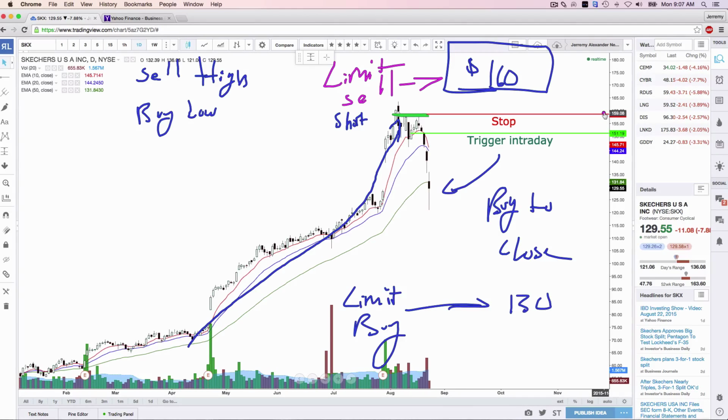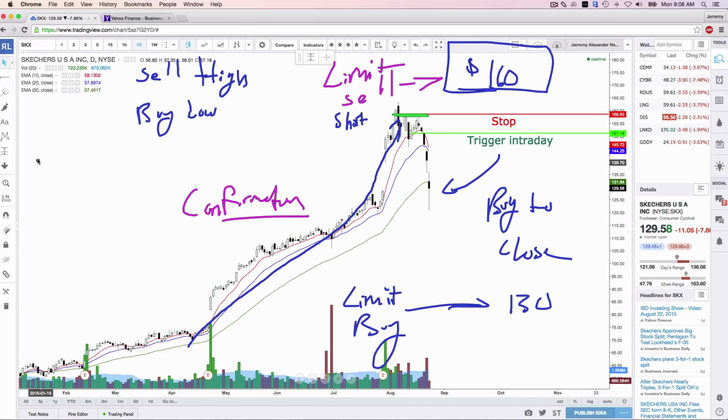Again, I didn't personally do this trade. I did not sell short the stock at Skechers at 160. Because there's a lot of times when you're looking at a trade, you want something that a lot of traders refer to as confirmation. So you don't just try to pick the top and the bottom. You say, if the stock does this, then I will do this.